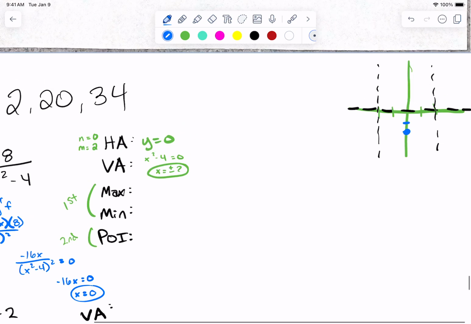So I'm going to list first derivative here. I'm going to do a list of critical numbers. I have a critical number at 0. What else do I have for critical numbers?